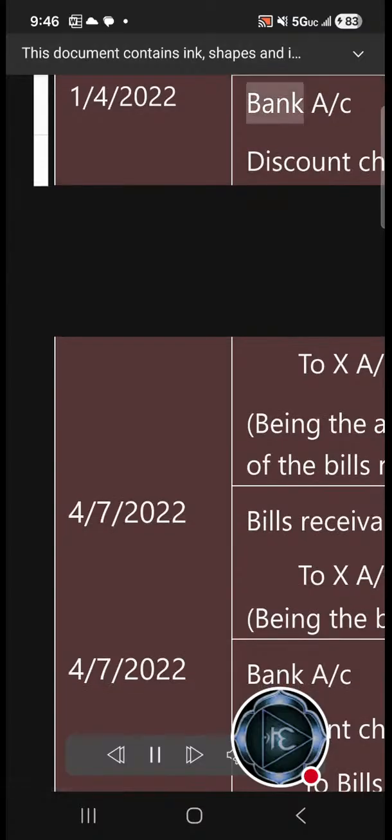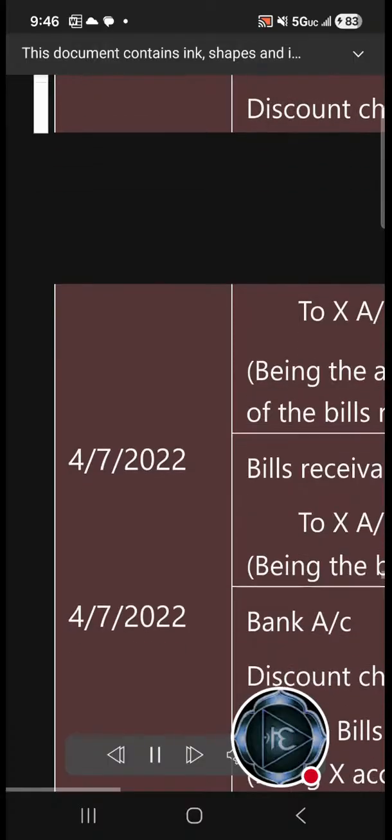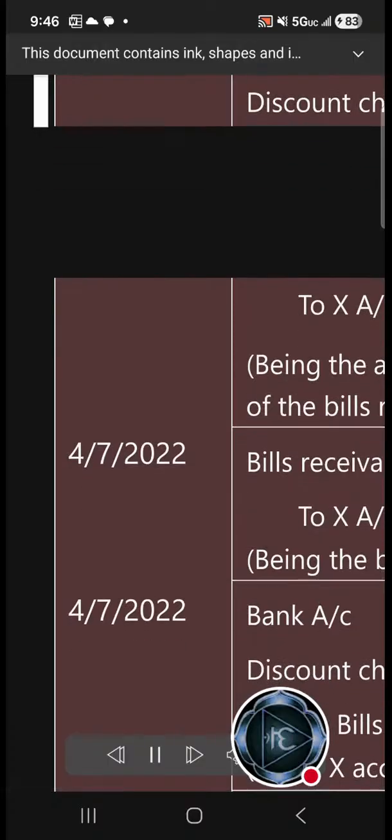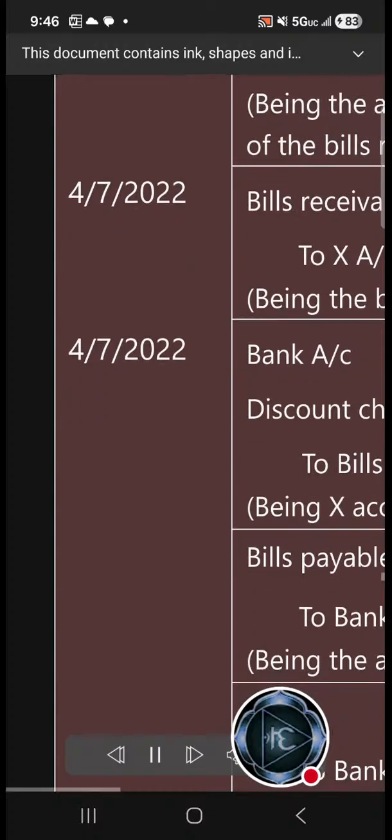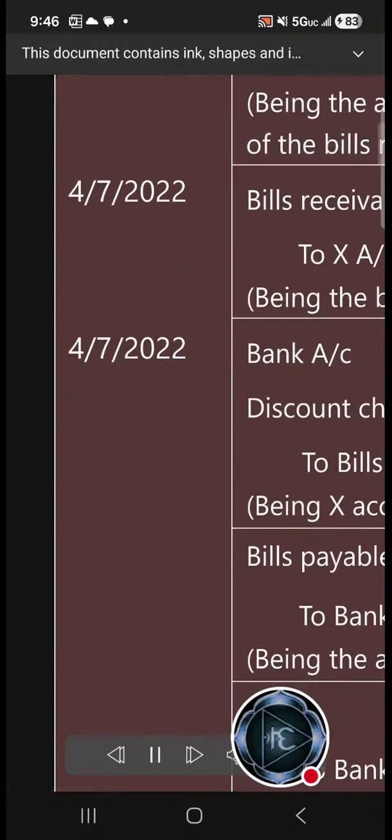Bank A/c Dr. 9,600. Discount Charges A/c Dr. 400. To X A/c 10,000. April 7th, 2022. Being the amount received from X on account of the bills receivable.